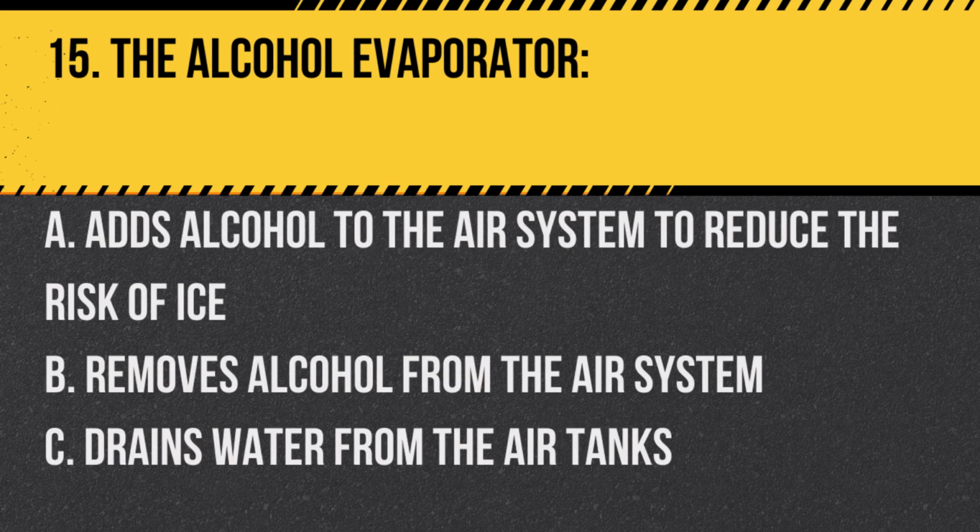Question 15. The alcohol evaporator: A. Adds alcohol to the air system to reduce the risk of ice. B. Removes alcohol from the air system. C. Drains water from the air tanks. Answer: A. Adds alcohol to the air system to reduce the risk of ice. The alcohol evaporator can add alcohol to the air system to prevent ice from forming in the airlines.